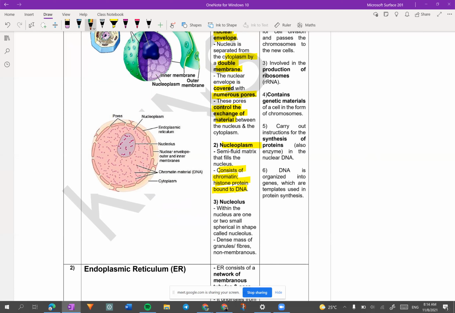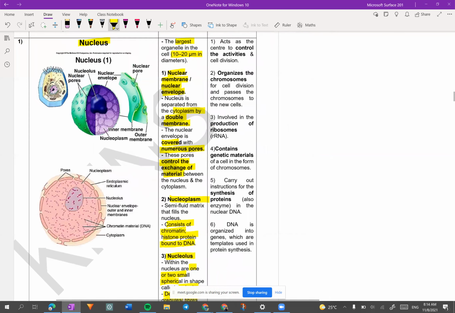Okay, so anyway, nucleolus, within the nucleus ada one or two small spherical in shape called nucleolus. It is a dense mass of granules, fiber, and it is non-membranous. Nucleolus setakat ni tak ada apa yang menarik sangat lah. Dia just satu kawasan yang kita tengok sangat-sangat padat, tu je. Okay, tak ada apa-apa yang sangat menarik pada saya.